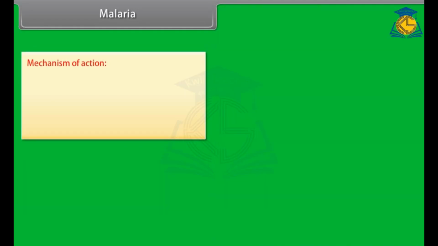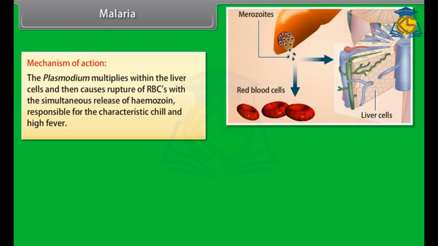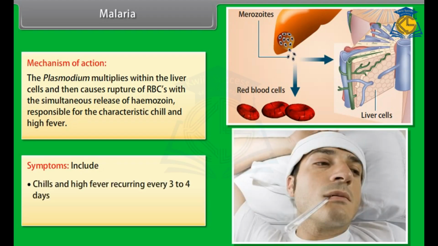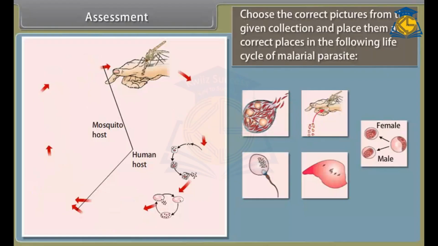Mechanism of action. The Plasmodium multiplies within the liver cells and then causes rupture of RBCs with the simultaneous release of hemozoin, responsible for the characteristic chill and high fever. Symptoms include chills and high fever recurring every 3 to 4 days, fatigue.